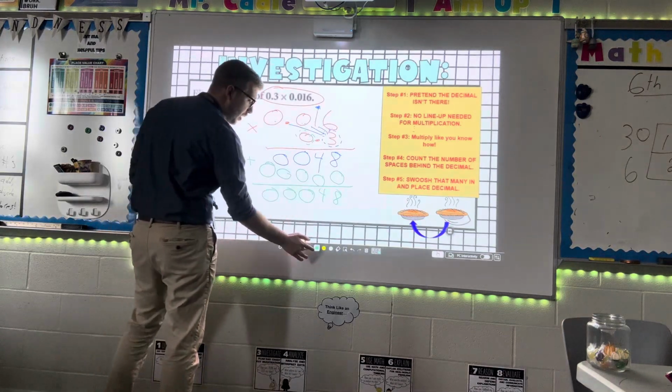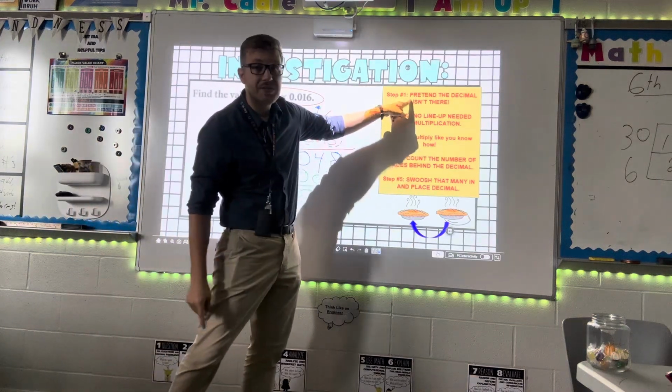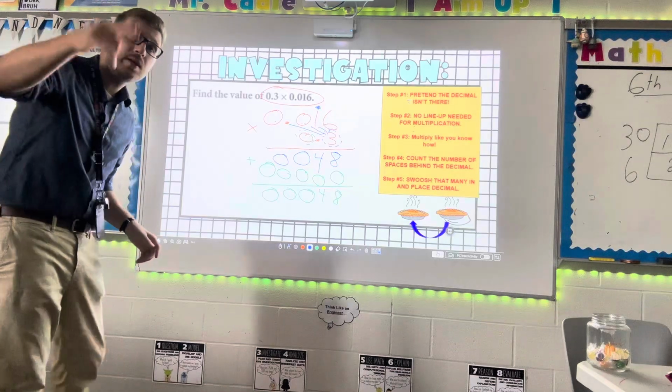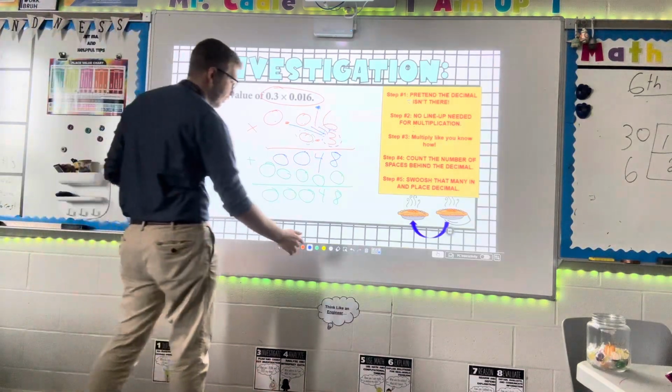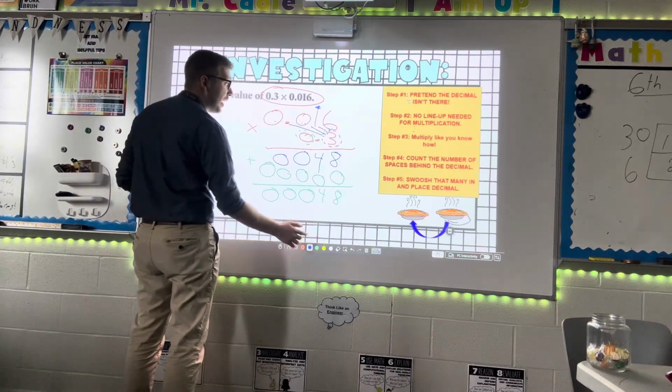Now, this part so far, because we ignored the decimal, we pretended like it wasn't even there, this is the only new part we learned today. We learned where the heck to put that decimal. And here's where you put it. We multiply, we swoop the pie.